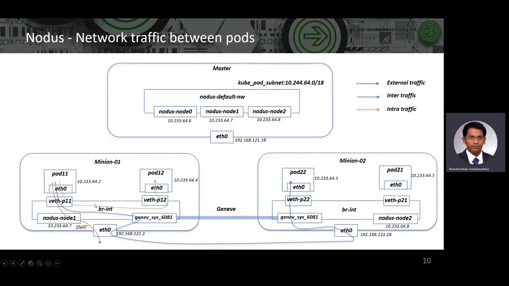So let's dive into how the traffic looks. Here you can see the red lines are basically showing the external traffic. When the pod has to ping, for example, curl an external server, it has to go through the Nodus gateway interface, that is the Nodus Node 1 interface, and then it does the SNAT and exits to a physical server. For the inter-node traffic it goes through the OVS br-int switch, and for the inter-node traffic it goes through the GENEVE tunneling.